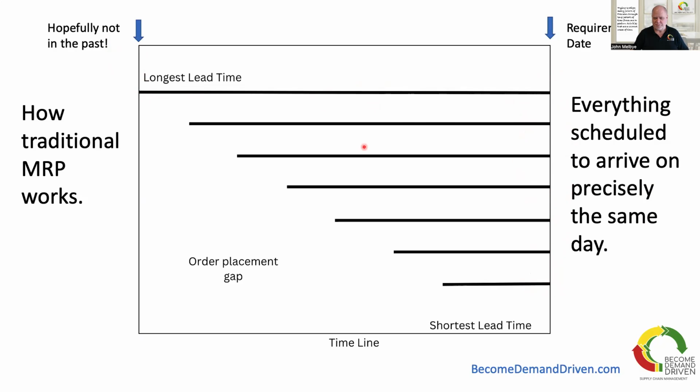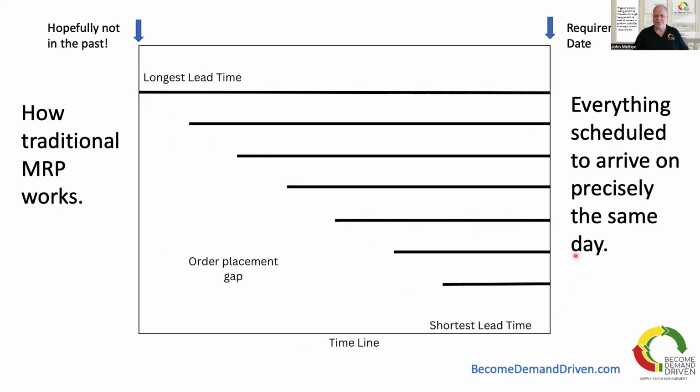And what I noticed when I put the graph together like this is that we've got this huge area back here that I'll call the order placement gap, because each item, the longest lead time is the beginning point, and each other item has less of a lead time. Therefore, it has a shorter time period to order. So we have this large gap back here, and we have this expectation that everything will arrive on precisely the same day, just in time for what we're trying to do.